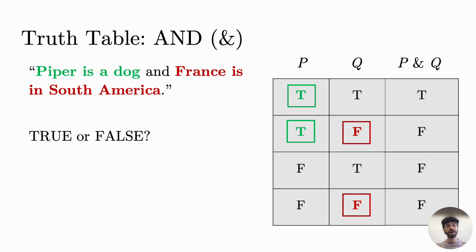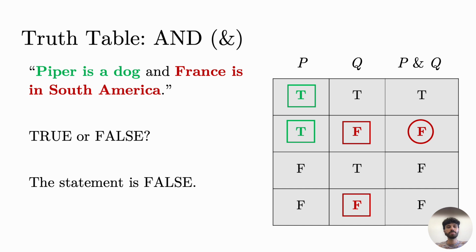And so now we look, okay, which line are we in the truth table? And we're in the second line, where Piper is a dog is true, and France is in South America is false. So we look at the second line, and is the statement true or false? Well, we look at what the truth table says, and it's false. Okay, so the complex statement P and Q is going to be false.